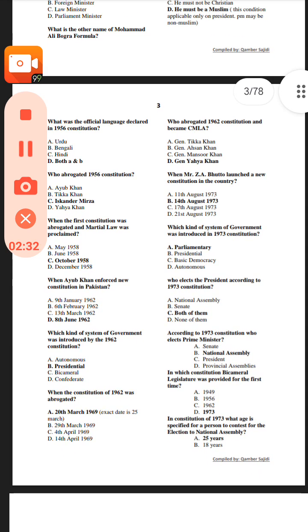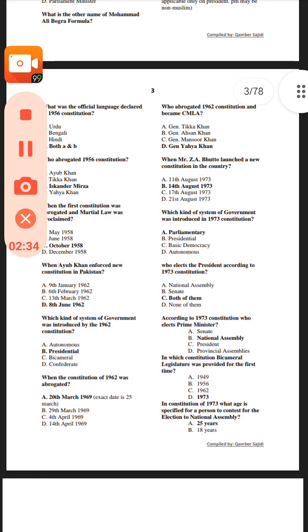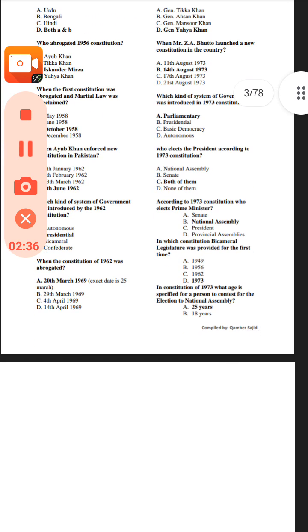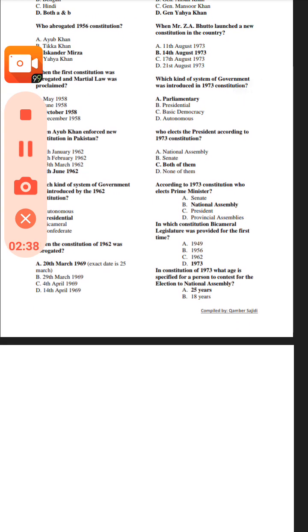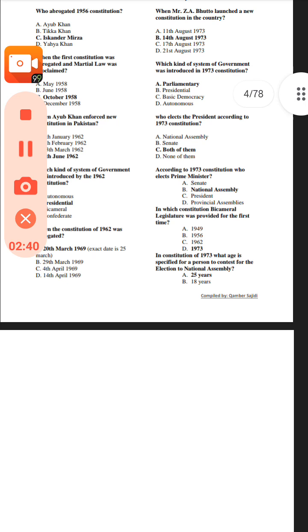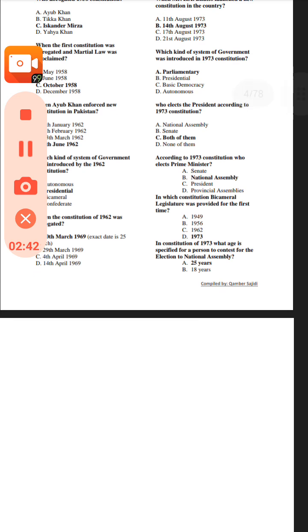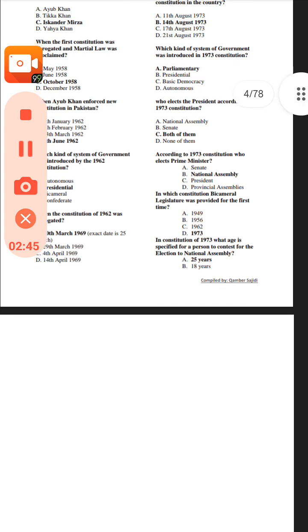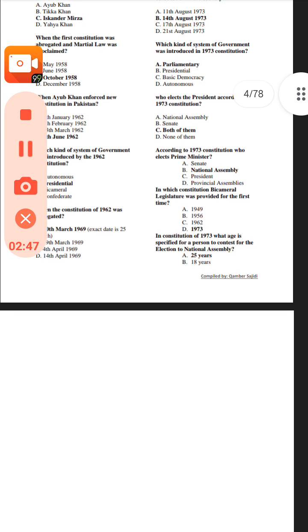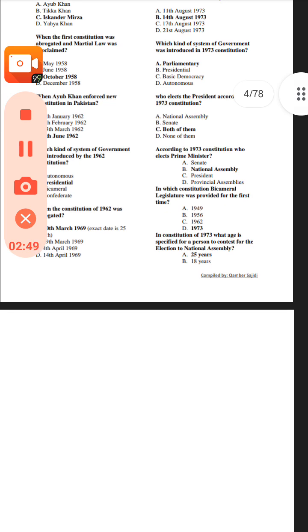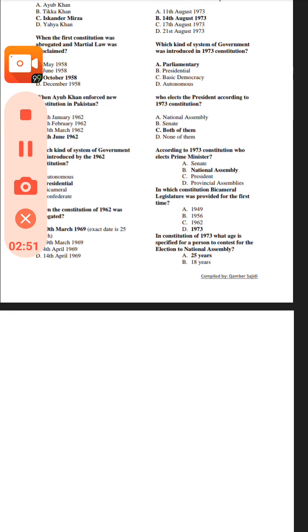Who abrogated the 1962 Constitution and became the Chief Martial Law Administrator? General Yahya Khan. When did Zulfiqar Ali Bhutto launch a new constitution in the country? On 14th March 1973. Which kind of system of government was introduced in the 1973 constitution? It is a parliamentary form of government. In the parliamentary form of government, all power is held by the Prime Minister of Pakistan, while in the presidential form of government, all power is vested in the President of Pakistan.